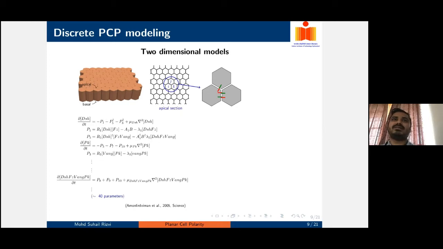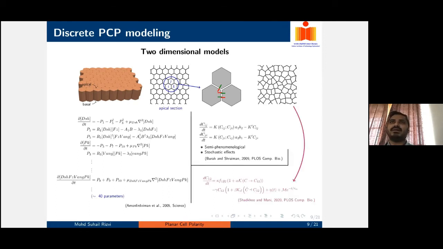But I should tell you that this particular model has nearly 40 or 50 parameters to study. But this was one of the very early works, and since then there has been a lot of progress, where people have reduced the number of independent parameters used in these models to very few. And in one of the very recent works, the effect of the cell geometry or the arrangement of the cells has also been studied.